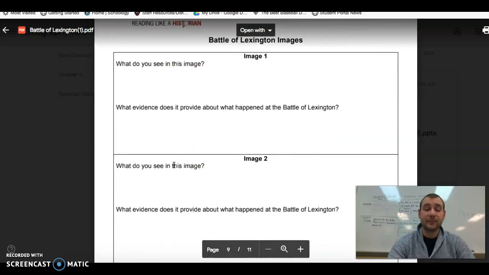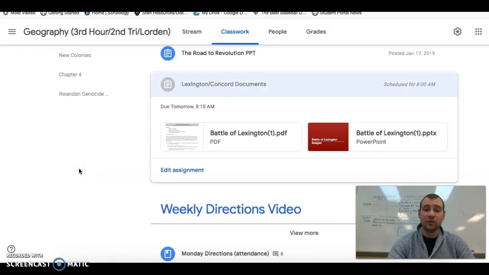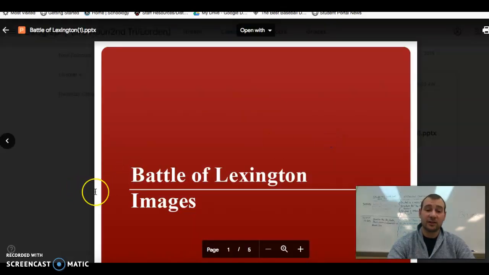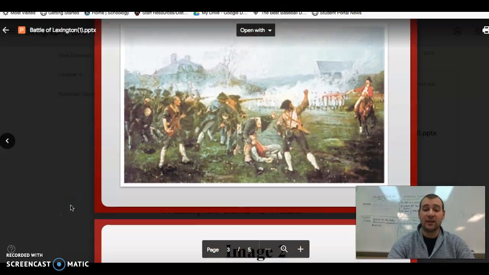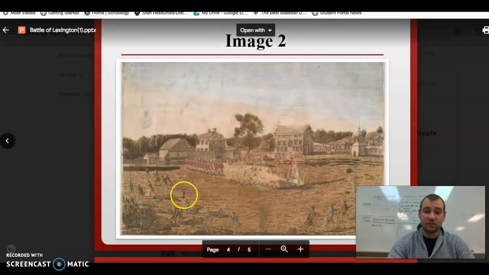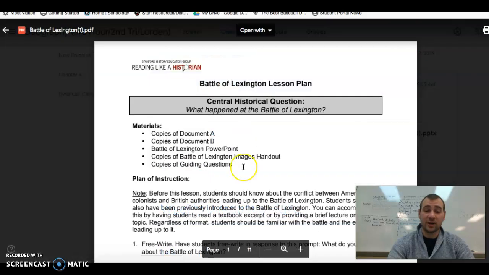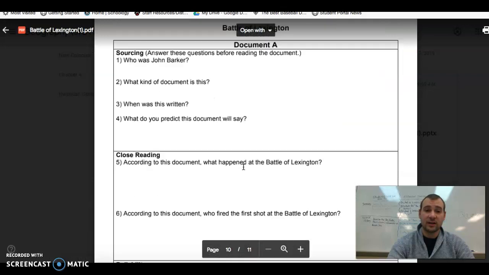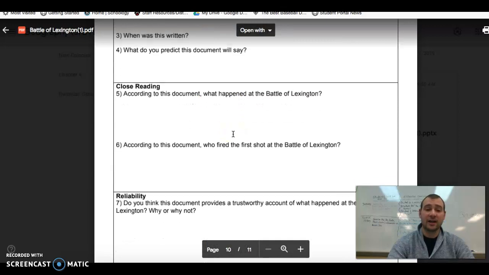And then the other questions have to do with image 1 and image 2. Where you find those is right over here in this PowerPoint. It's the Battle of Lexington images. When you click on this, it'll have the historical question we're looking at today: what happened at the Battle of Lexington? And then you have image 1 here, and image 2 right here. And again, you'll be answering those image questions down here with this one. So two images, two documents today.